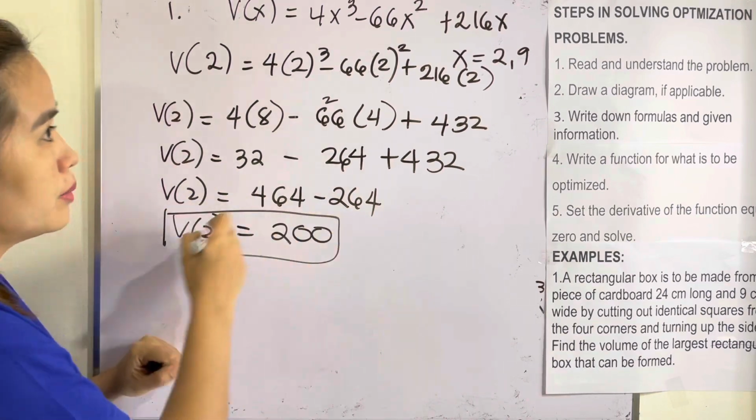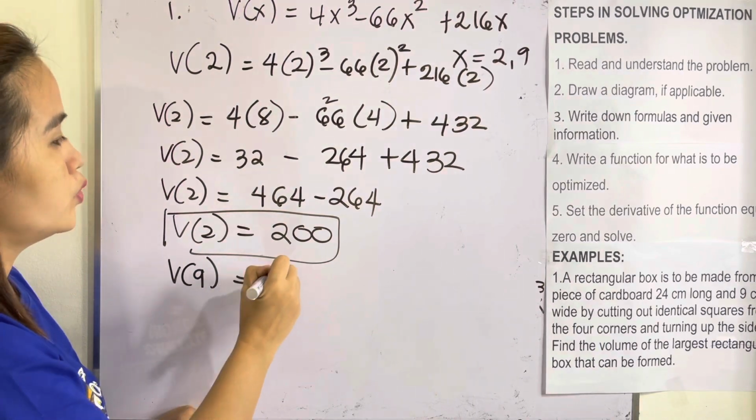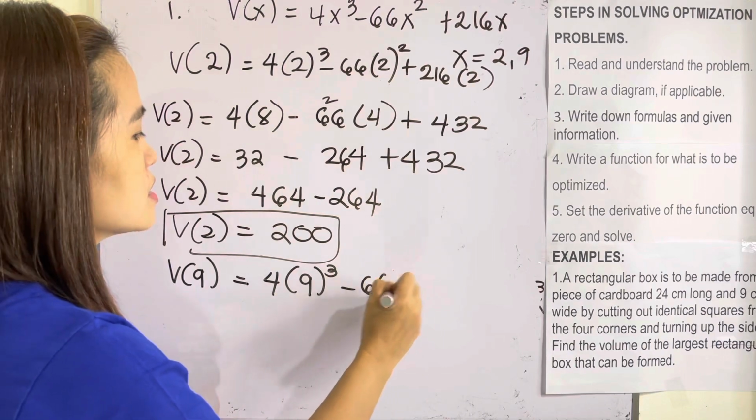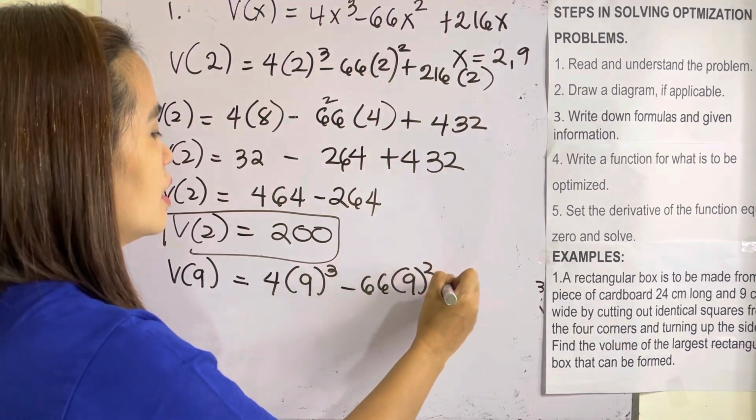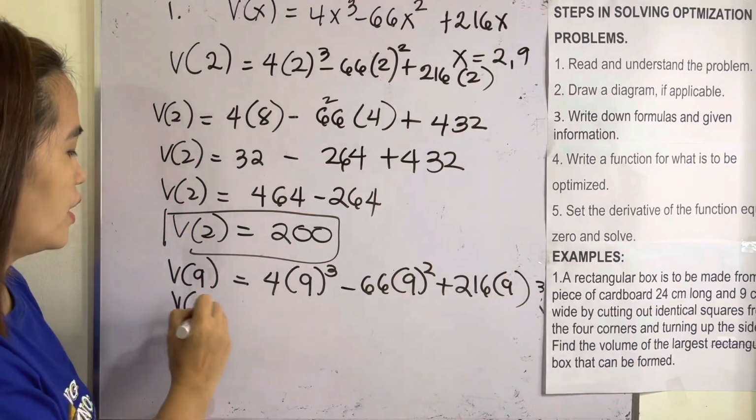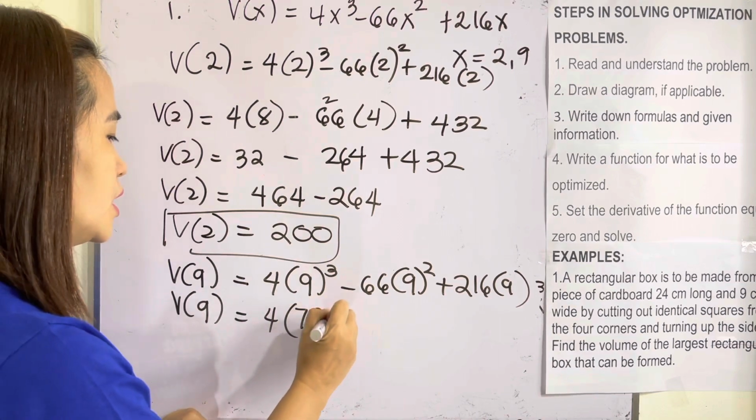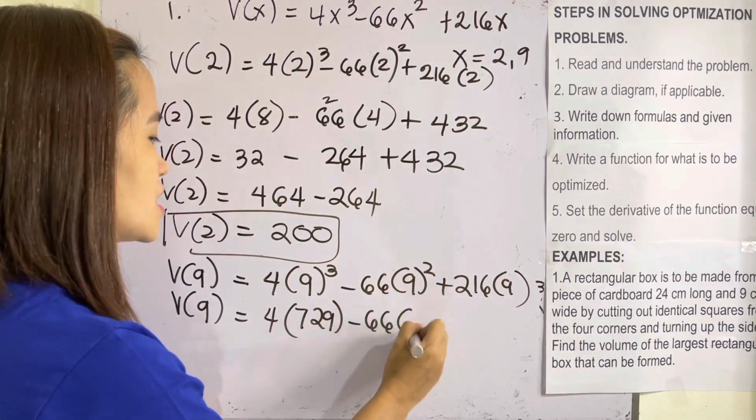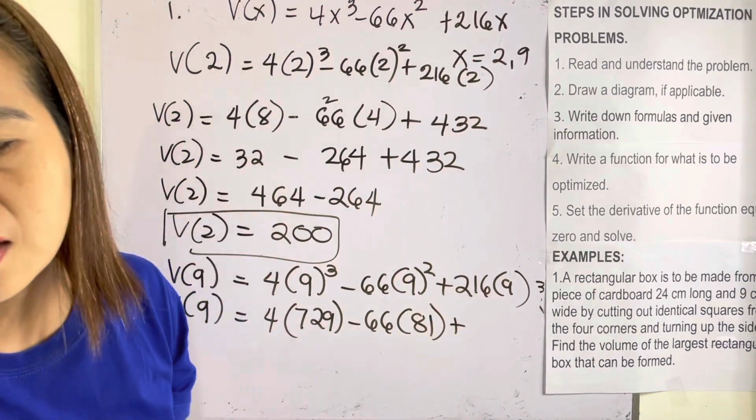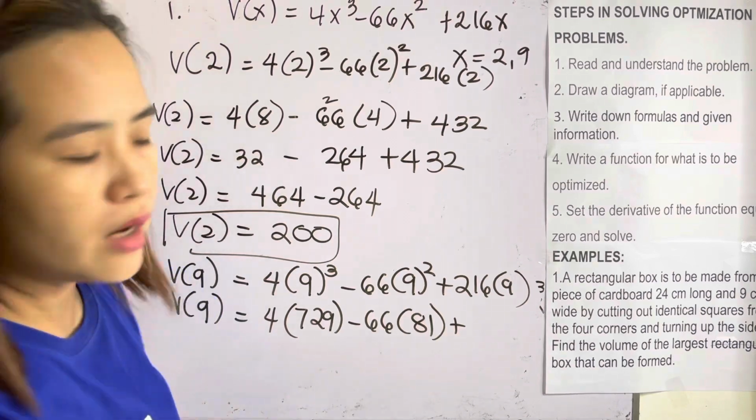Okay. What about the other one? V of 9. V of 9 is equal to 4 times 9 cubed minus 66 times 9 squared plus 216 times 9. So V of 9 is equal to 4 times, this is 729, 66 times 81, and this one is 216 times 9, which is equivalent to 1944.